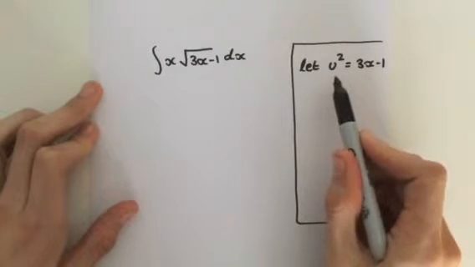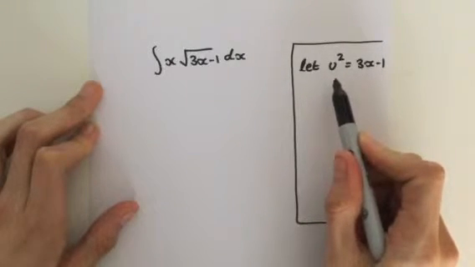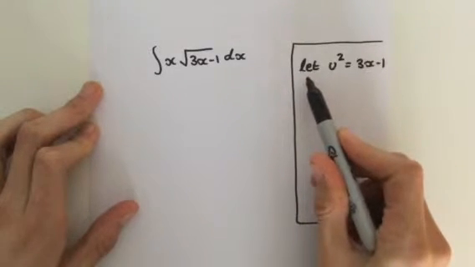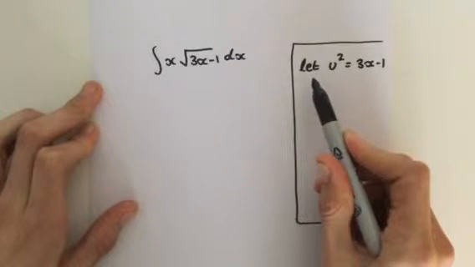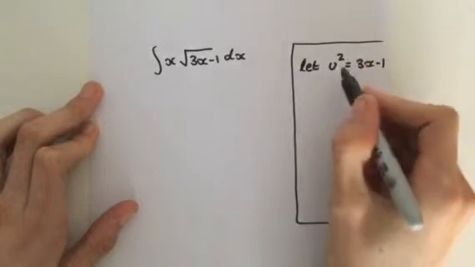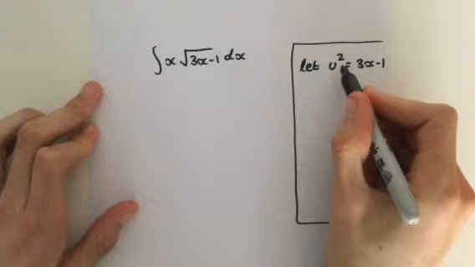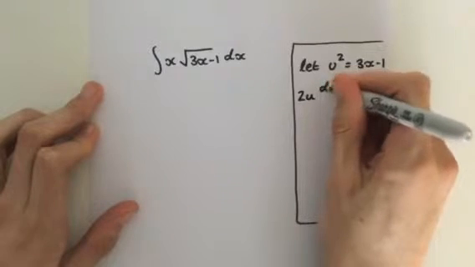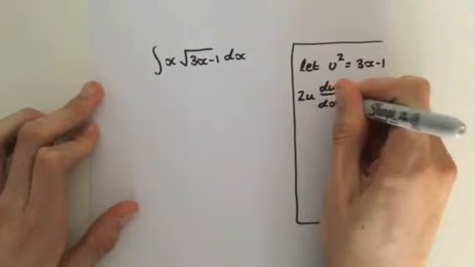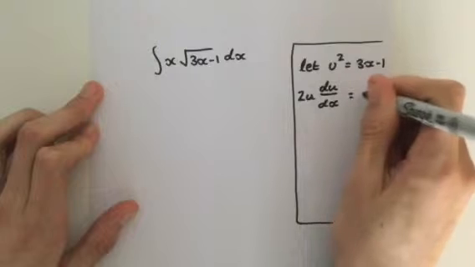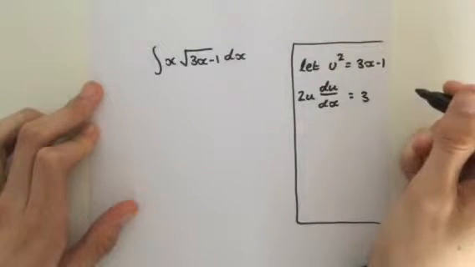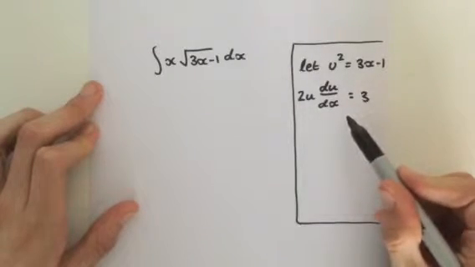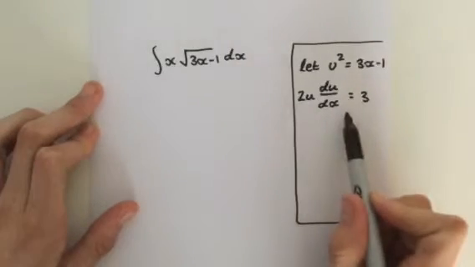So, to find dx by du, we need to find du by dx first. And by that, we need to do implicit differentiation. So, differentiate u squared, and we're going to get 2u du by dx is going to equal 3. Okay? If you're unsure on implicit differentiation, then watch my videos on implicit differentiation, and that should make sense.